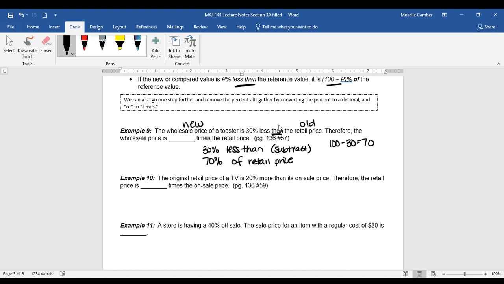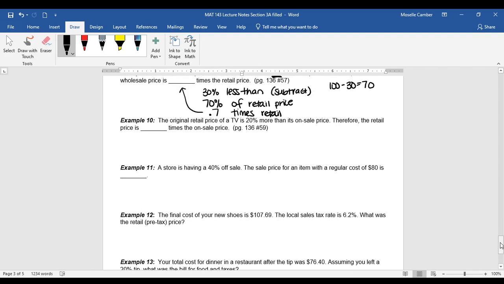So if we have the retail price, it would be 70% times that retail price, right? But they don't want a percent here. They don't want 70% times. What they want is the decimal. So we change 70% to a decimal. Divide that by 100 and you get 0.7 times the retail. So this 0.7 would go there. So the wholesale price is 0.7 times the retail price.